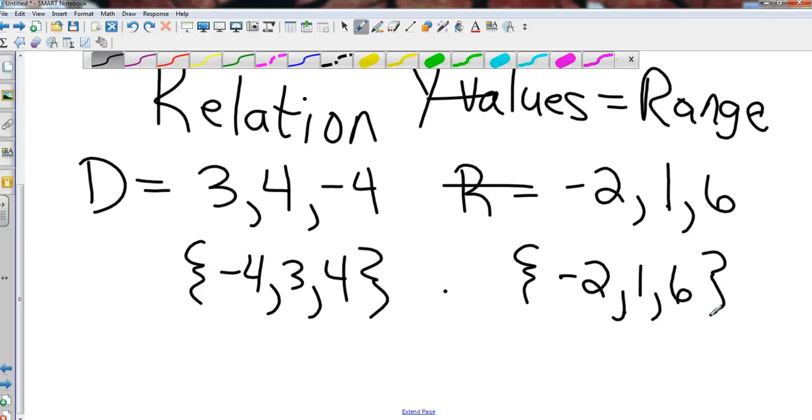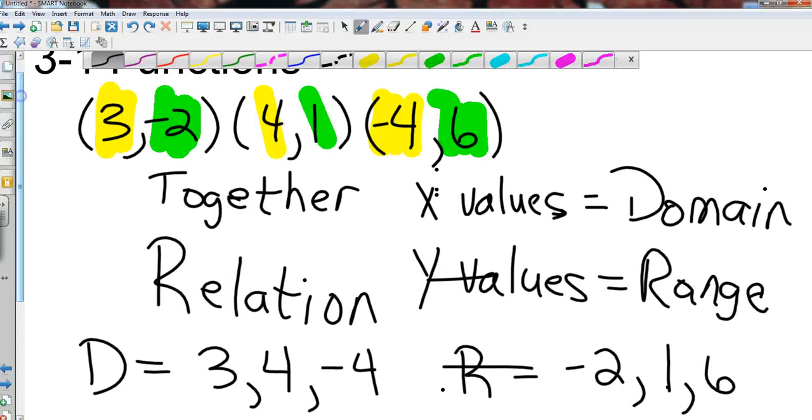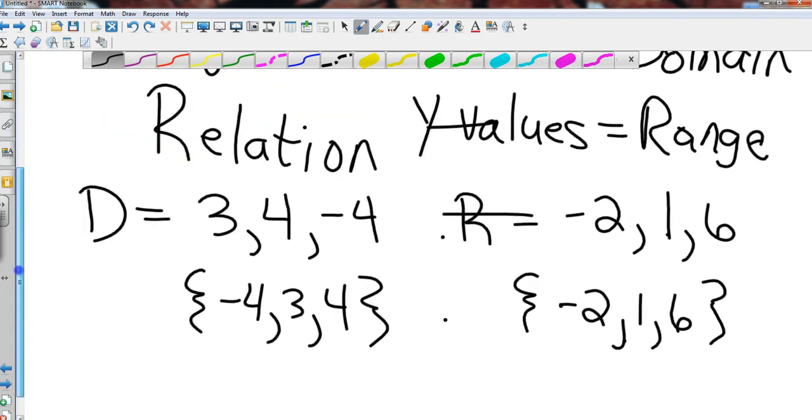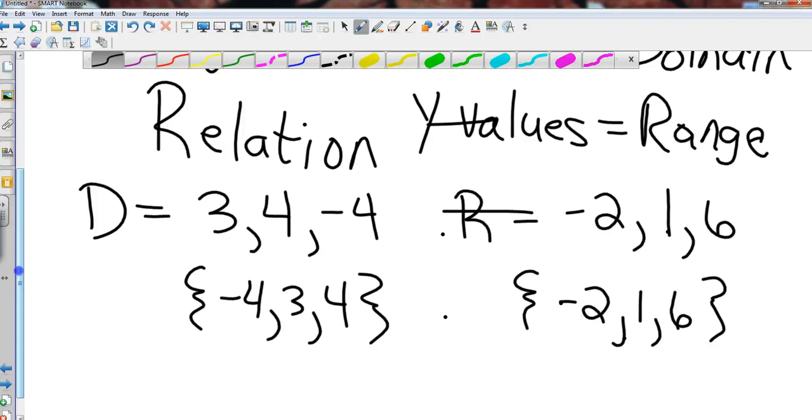Never repeat a domain or range value. So let's say I added negative 4, negative 2 to this. Okay, negative 4 is already in my domain. I don't put it there again. Negative 2 is in my range. I don't put it again. I list each number only one time. Okay.